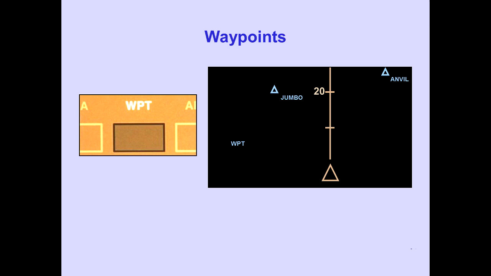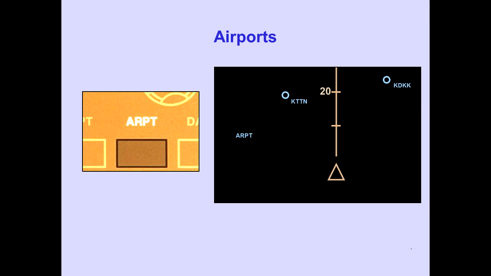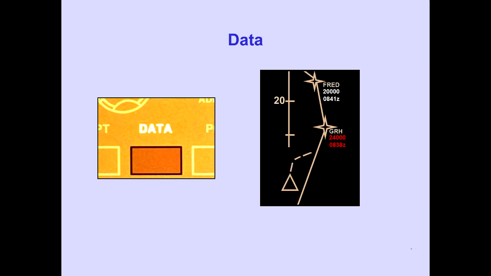Waypoints in the database are displayed when selected, if the ND range is 40 nautical miles or less. Waypoint is displayed on the left of the ND to indicate selection. Suitable airports in the database are displayed when selected. Airport is displayed on the left side of the ND to indicate selection. FMC altitude and waypoint estimated time of arrival are displayed under the waypoint identifier when data is selected.